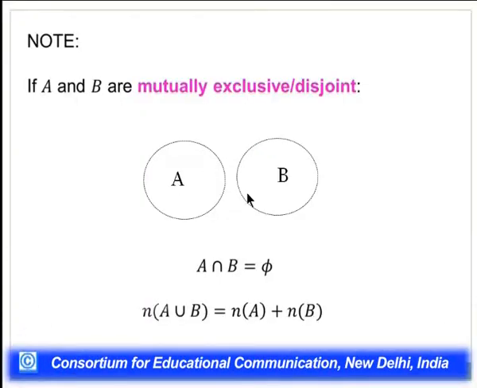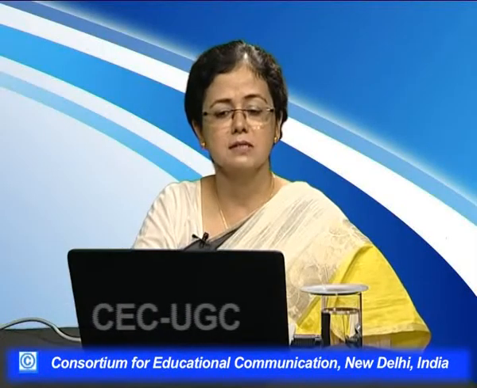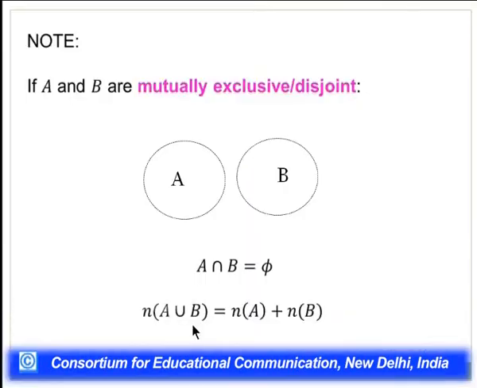And for two sets that are mutually exclusive, which have no elements in common, the intersection between the two sets is nothing but the null set. The null set, which has no elements, is represented by phi or just by braces. And now the number of elements in A union B for these mutually exclusive sets would be simply given by the number of elements in A plus the number of elements in B.